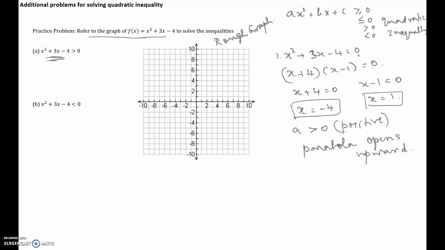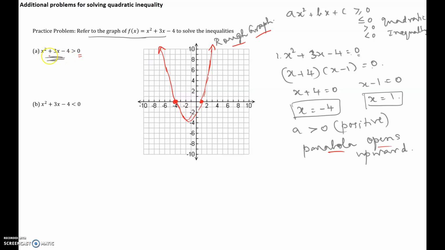So I am going to plot these 2 points on the x-axis: x equal to negative 4 and x equal to 1. And we know that it's an open upward parabola. Somewhere between these two there is the x coordinate of the vertex. So it's an upward parabola, and if I roughly sketch it, it's going to look like this. I'm not graphing the entire graph with the actual vertex or anything like that. It's a rough graph.